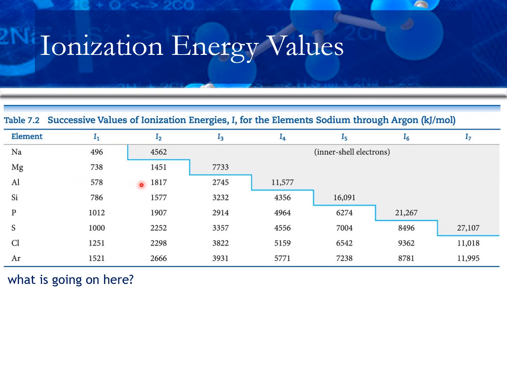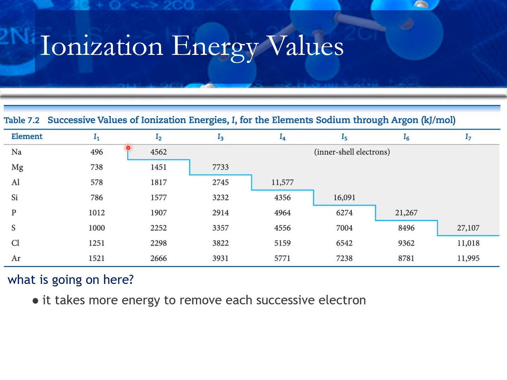Removing the second one costs a lot more energy. Removing the third one costs even more energy. There's a general trend, no matter which element you pick, the ionization energies always increase. So that's one of the observations. It takes more energy to remove each successive electron.